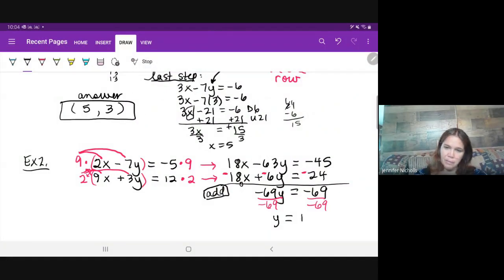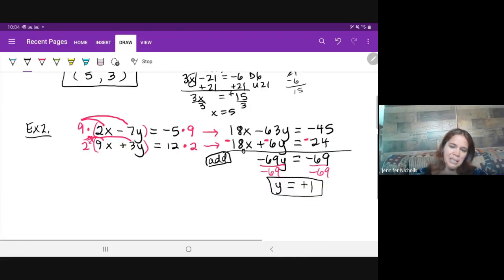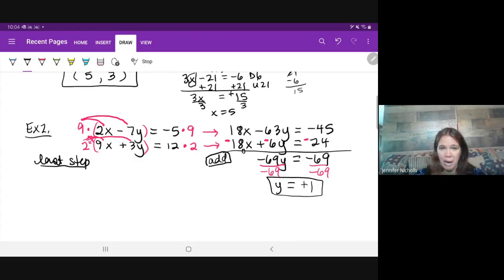Positive. Positive what number? Positive 1. Okay, now I don't want to waste space and continue writing down. So usually I go over here and I write last step. As long as I write last step, you can write it anywhere you want.